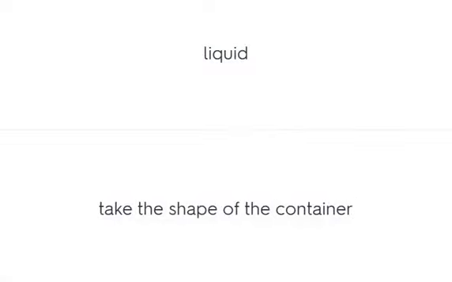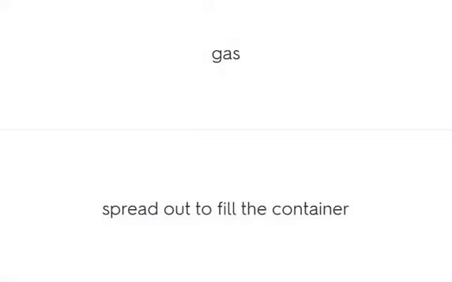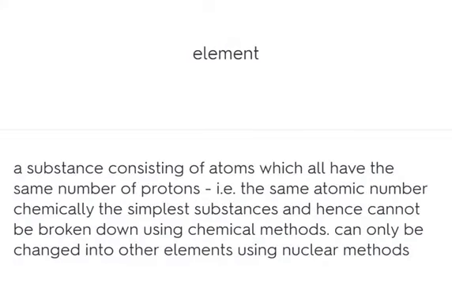Liquid, take the shape of the container. Gas, spread out to fill the container. Element, a substance consisting of atoms which all have the same number of protons, that is the same atomic number, chemically the simplest substances, and hence cannot be broken down using chemical methods, can only be changed into other elements using nuclear methods.